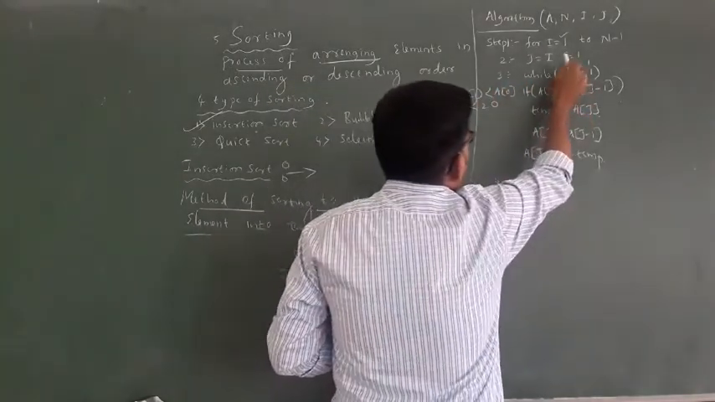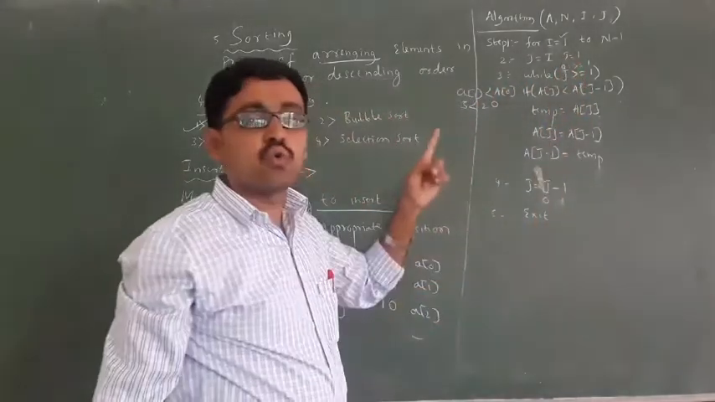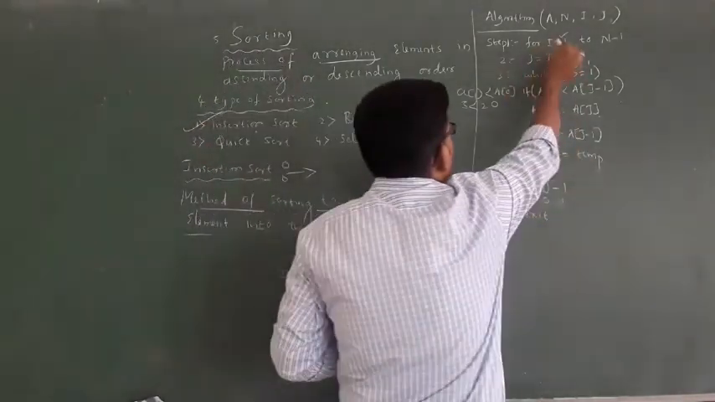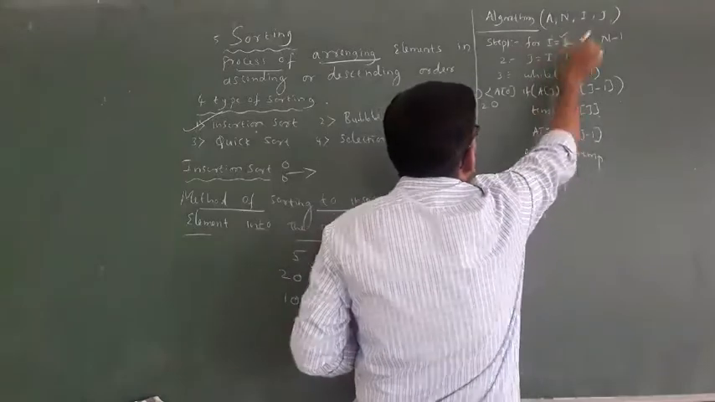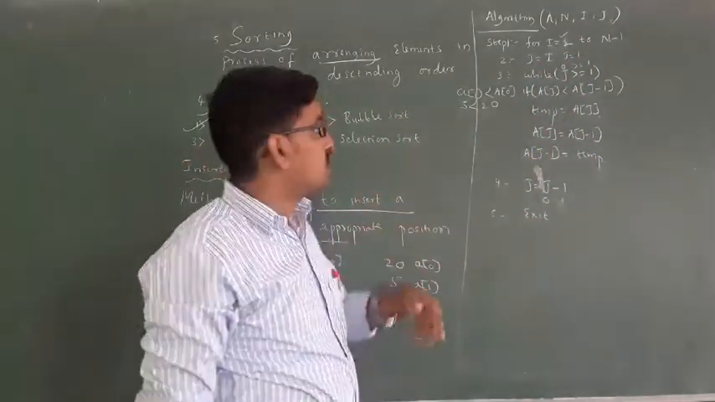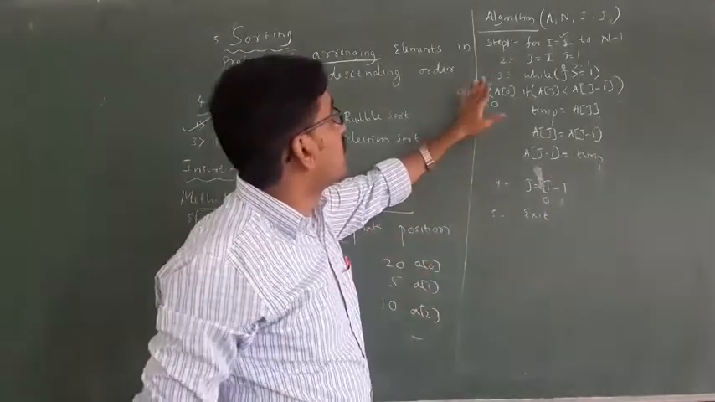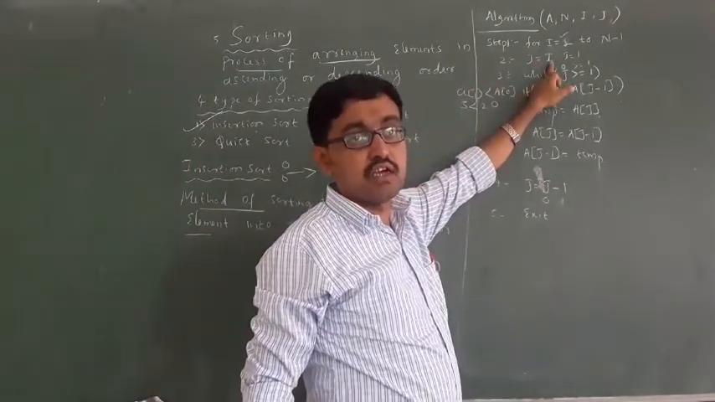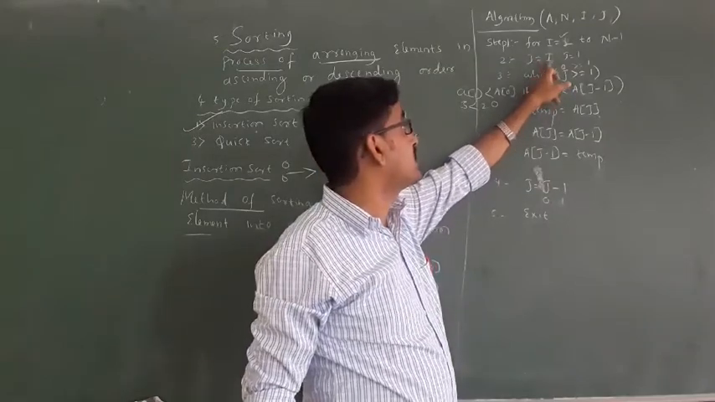Is 0 greater than or equal to 1? False. False means it goes to here, then I equal to 1 in the for loop will be incremented. I equal to 1 becomes 2. After that, now 2, then j equal to what? 2. Because I equal to 2, j equal to 2.